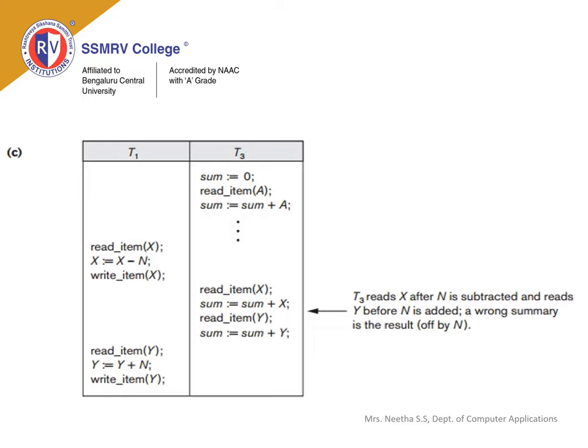T3 reads X after N is subtracted. And now it is reading Y before N is added. So it's a wrong summary. This we call the incorrect summary problem.